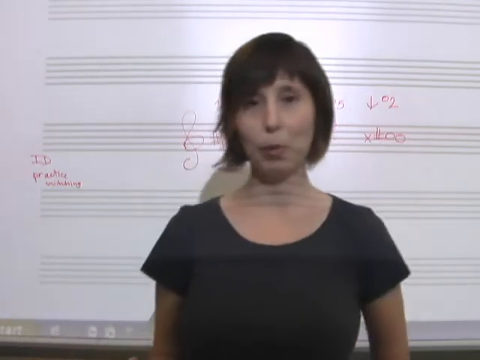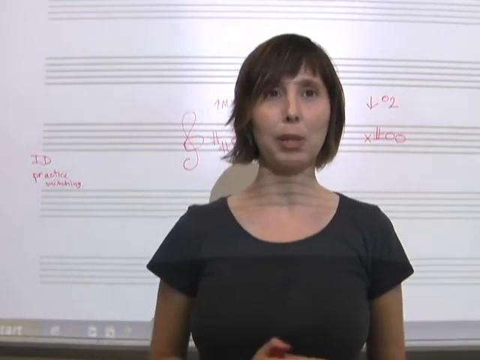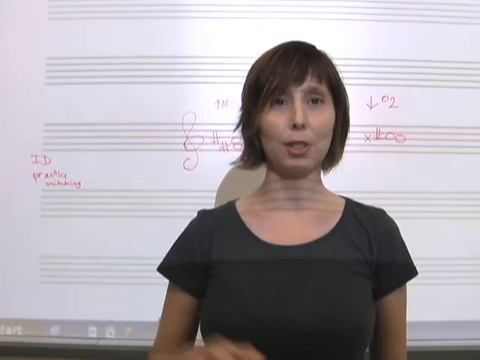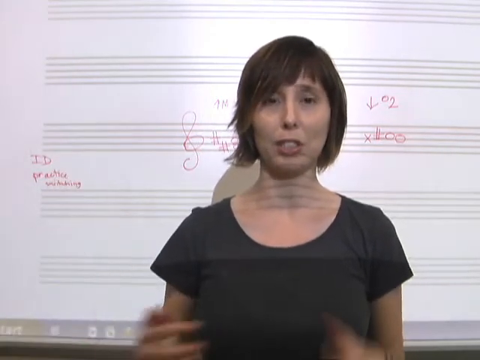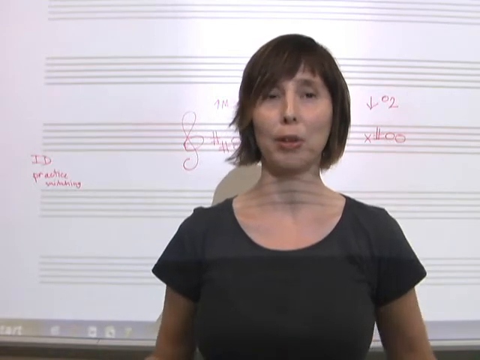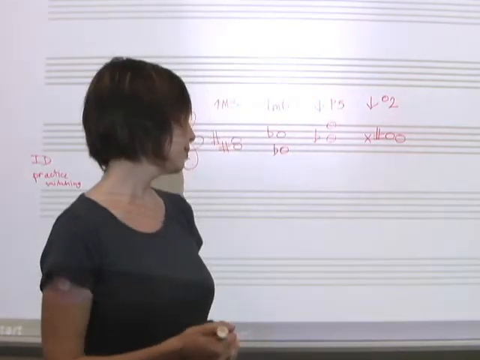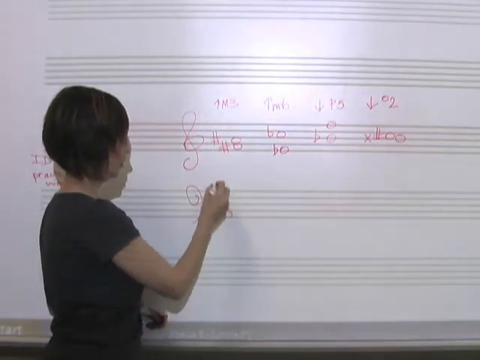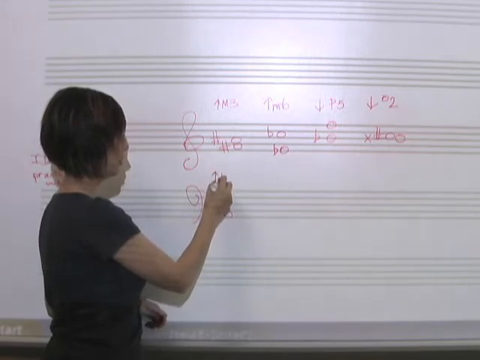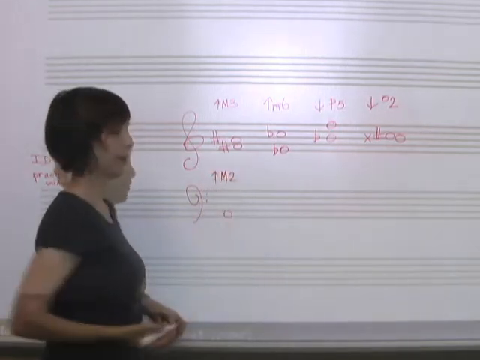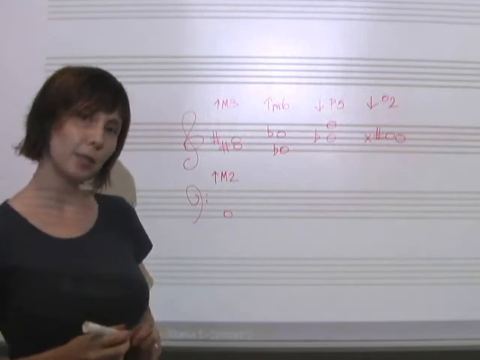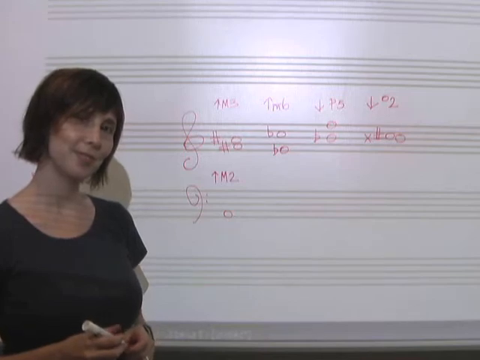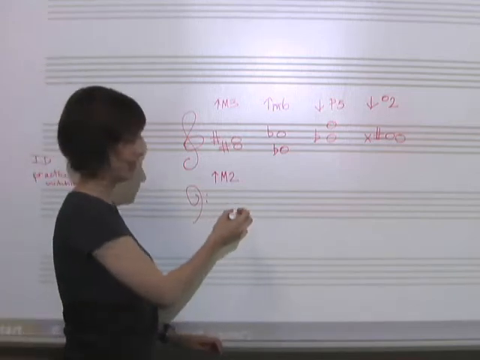The important thing to remember is inversions only come into play when you're building descending intervals. When you're building intervals above a note, you don't build an inversion. You just make the interval and stop. Let's try a couple more. Let's try an ascending major second. Hopefully you got a B.